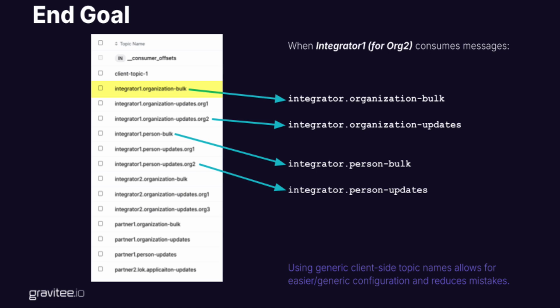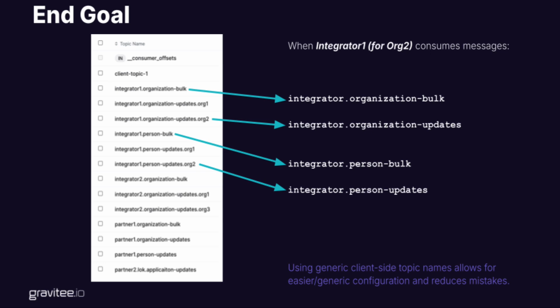So the first example here, we have a topic called integrator1.organization-bulk, and we're simply going to map that to integrator.organization-bulk, so removing that numeral 1. We've then got a second topic called integrator1.organization-update.org2, and again, for simplicity on the client side, we're going to map that to integrator.organization-updates. Again, removing the 1 from integrator and removing the need to specify .org2 at the end of that topic name. And the same concept for those integrator1 person topics as well.